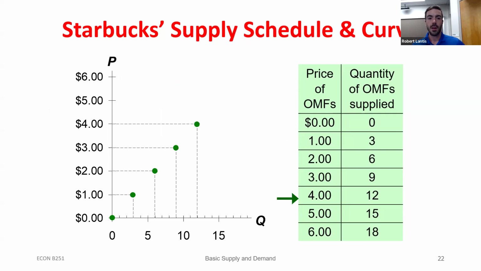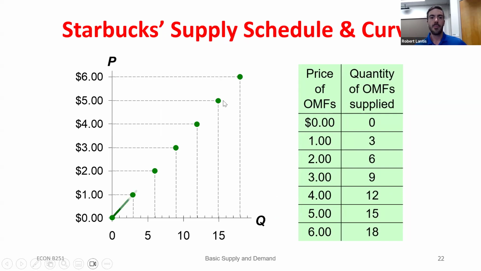If we were to plot all of them, we can think about, well, these aren't the only quantities we can supply. We can supply any amount in between. We're going to end up with that relationship between price and quantity supplied. All of those combinations will be our entire supply curve.